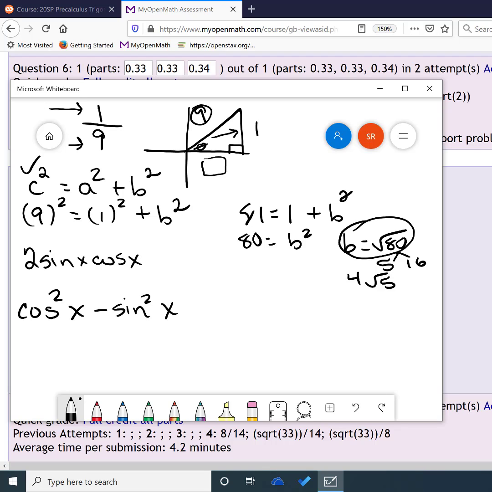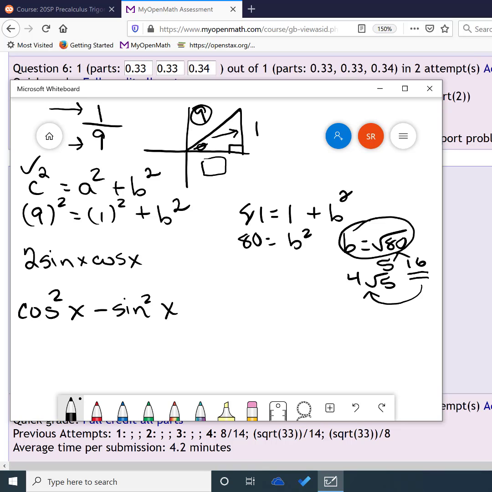Now, for those of you who had trouble or this wasn't part of your background, you can break 80 into 5 times 16, and 16 has a square root. So that's where they're getting that this is 4 square root of 5. So that's side b. Now, they're asking you for sine of 2x, cosine of 2x, and tangent of 2x.